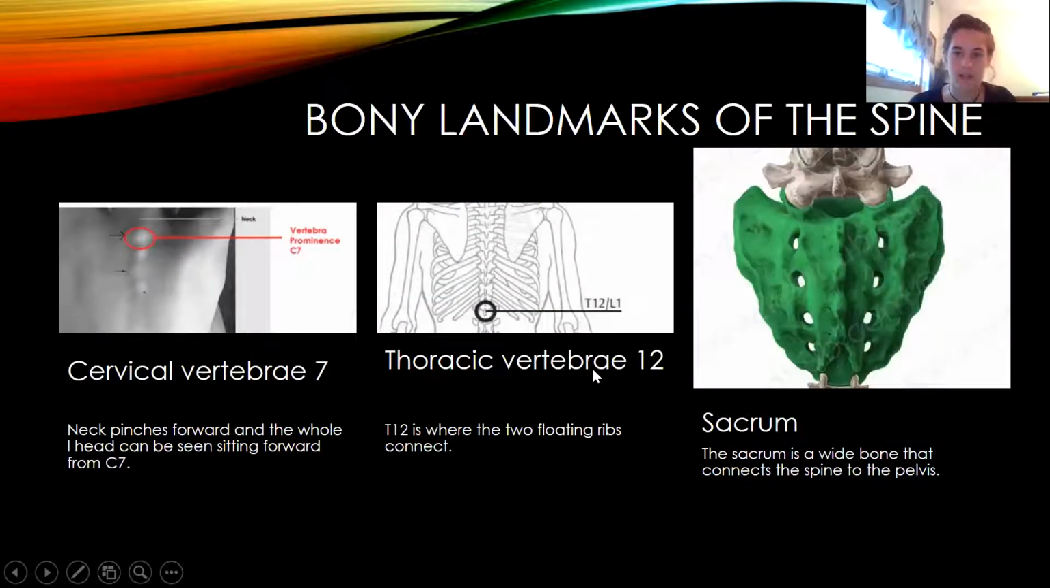And the bony landmarks of the spine: there's the cervical vertebrae, and you can really feel this when you're sitting up and forward. So it is that first large bump that you feel there. And then the thoracic vertebrae 12, this is where the floating ribs connect. And then the sacrum is also the last part of the spine, and it's just a Y bone that connects the spine to the pelvis.